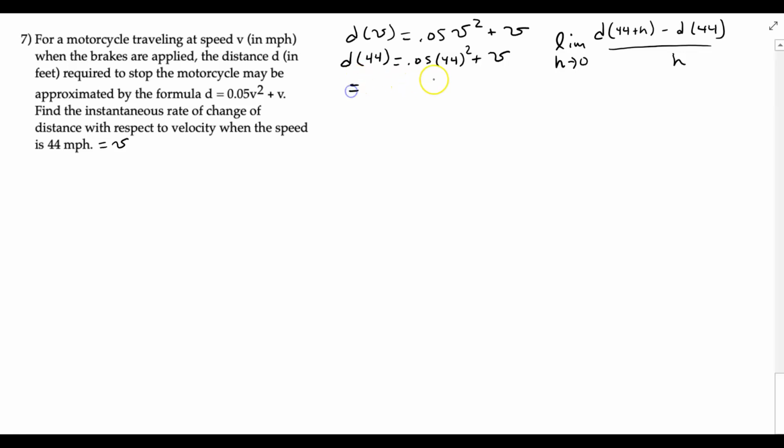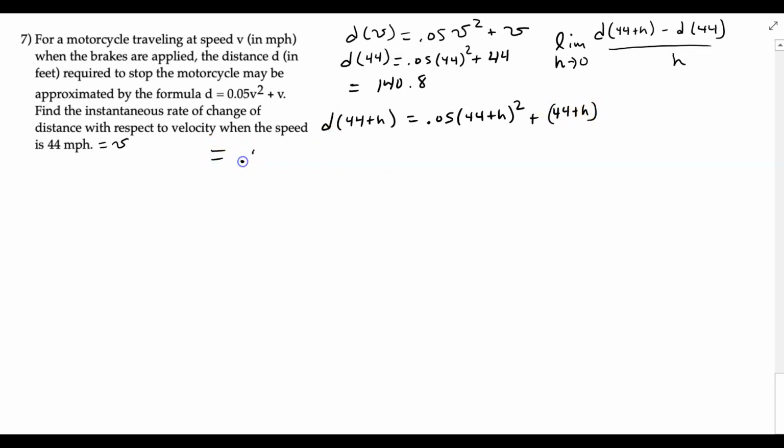So I do that, and it's actually not plus v, it's plus 44. I'll let you do that on the calculator, and you're going to get something that looks like this, 140.8, I believe. Now we're going to look at d of 44 plus h. So we're breaking it apart step by step. It's 0.05 times the quantity 44 plus h, squared, plus 44 plus h. I'm going to write it over here.